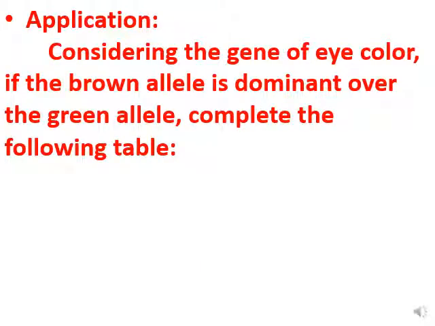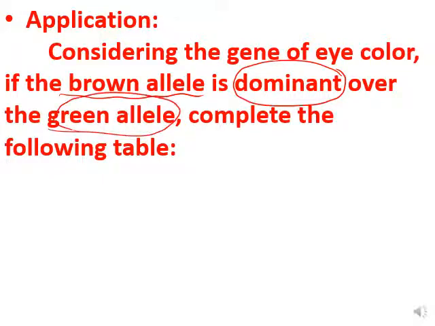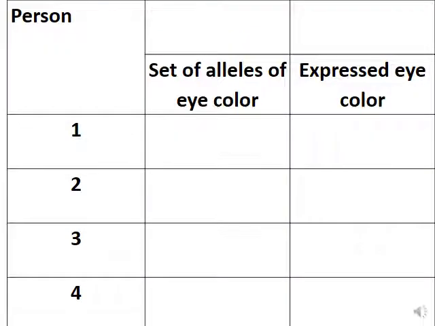Considering the gene of the eye color, if the brown allele is dominant over the green allele, so the green allele is said to be what? Is said to be the recessive allele. So the brown is dominant and the green allele is recessive. So what do we have? We have different combinations.